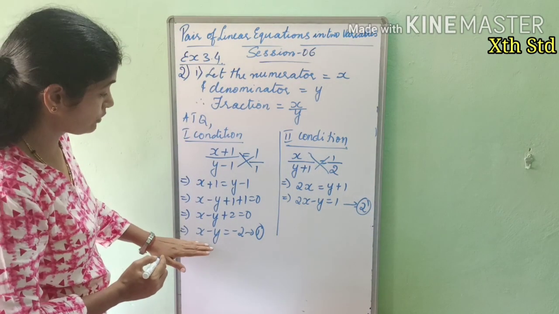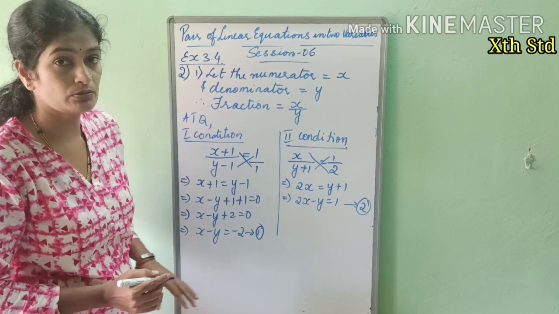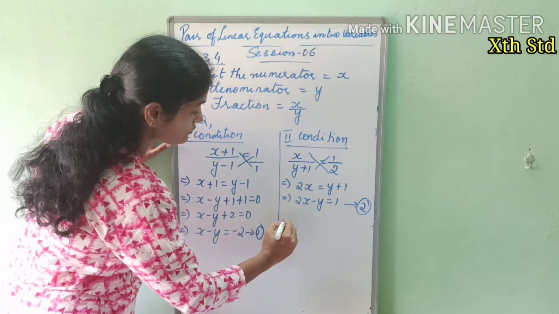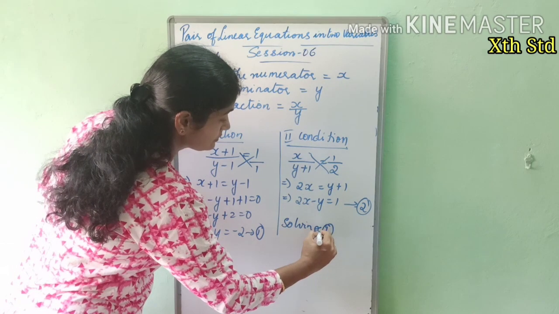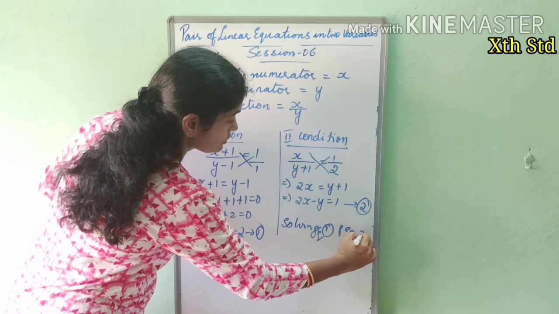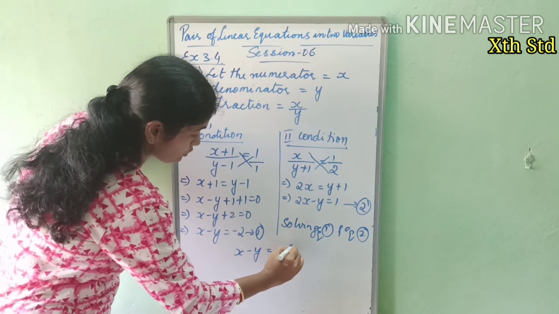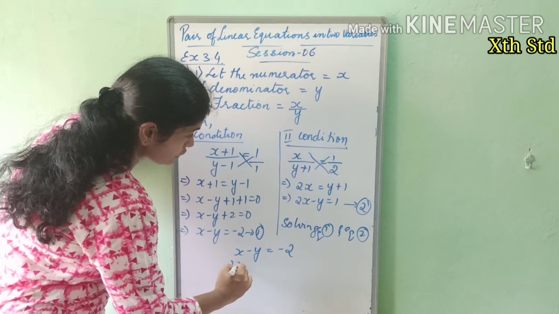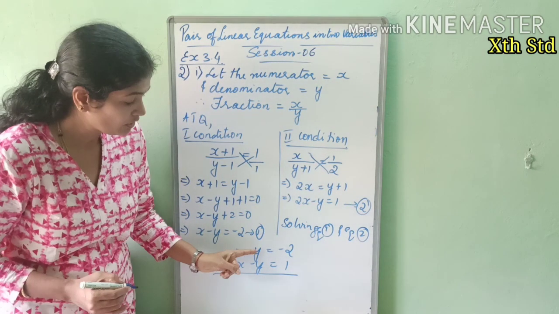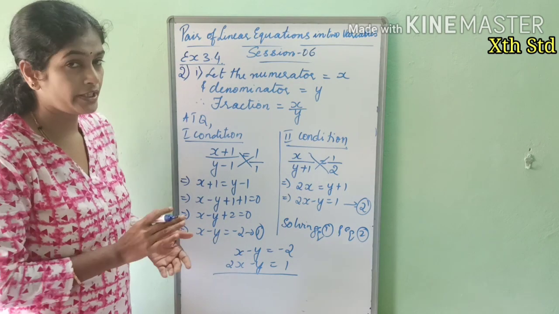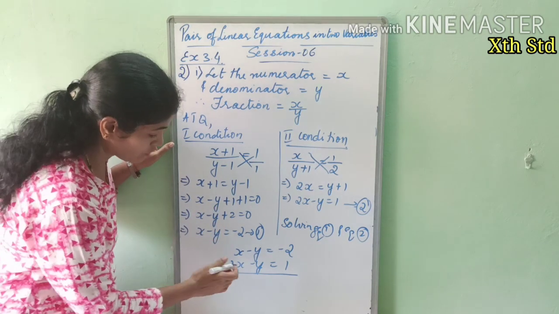Now, look at x minus y equal to minus 2, and 2x minus y equal to 1. Therefore, solving equation 1 and equation 2, we will write it one below the other. x minus y equal to minus 2. The second one, 2x minus y equal to 1. The coefficients of y are already the same, so we need not make the coefficients of x the same. We will do it with this.